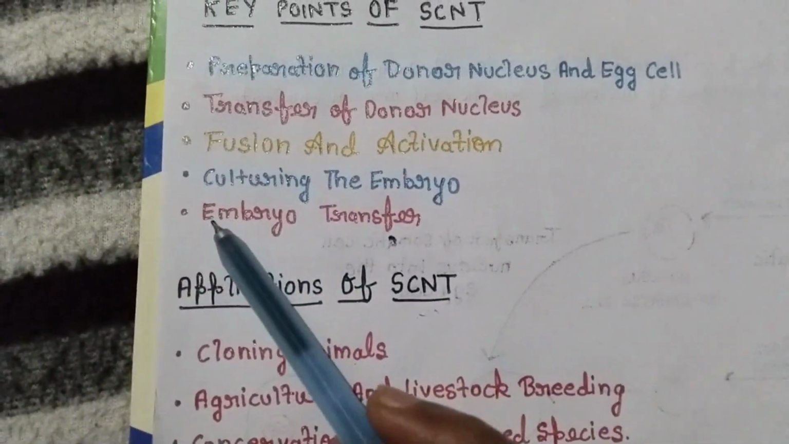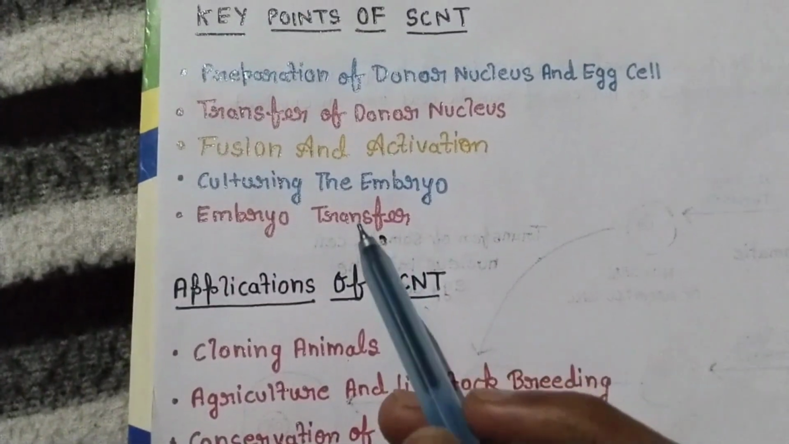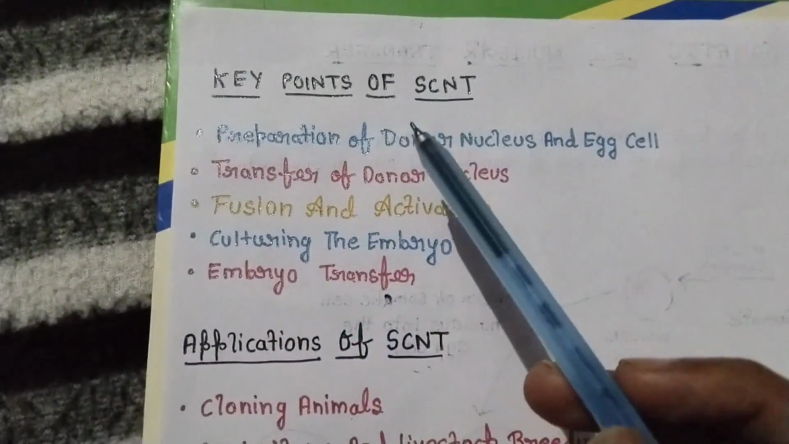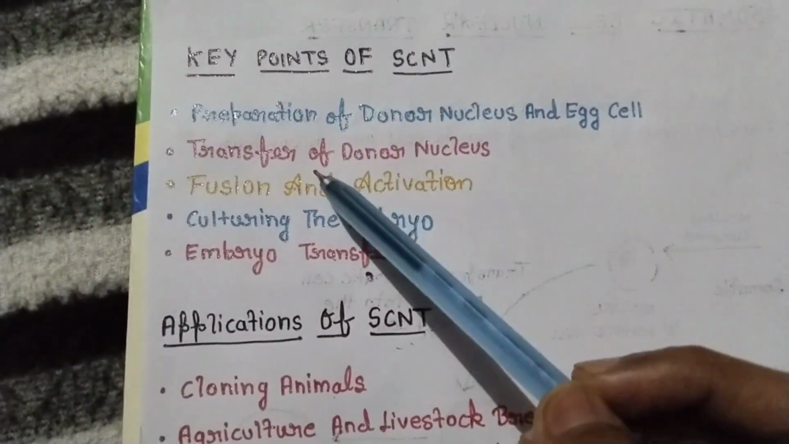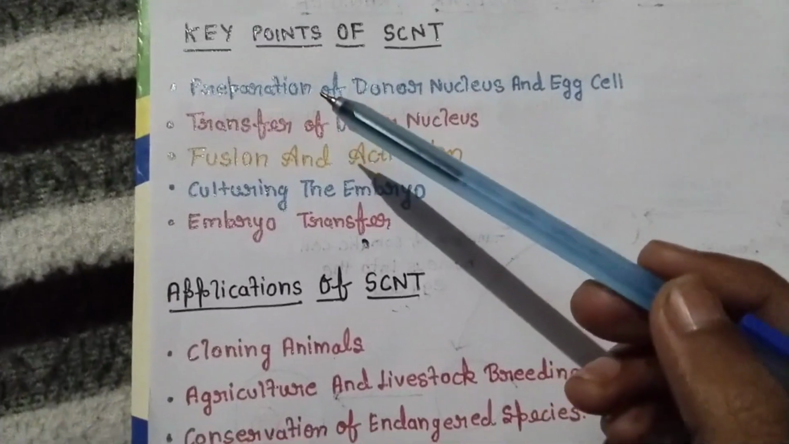Now, in the fourth step, embryo transfer. In embryo transfer, we will transfer the embryo into the surrogate mother's uterus. So, if you are talking about somatic cell nuclear transfer, you have to discuss these 4 points, right?